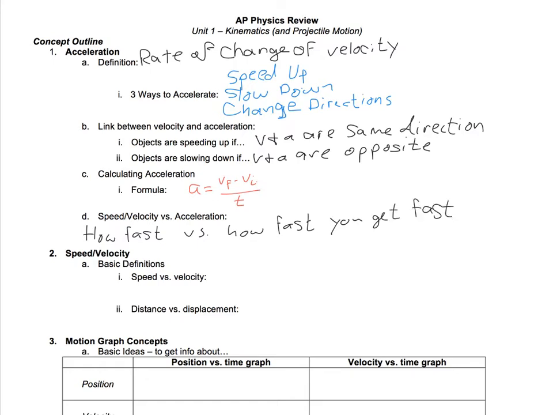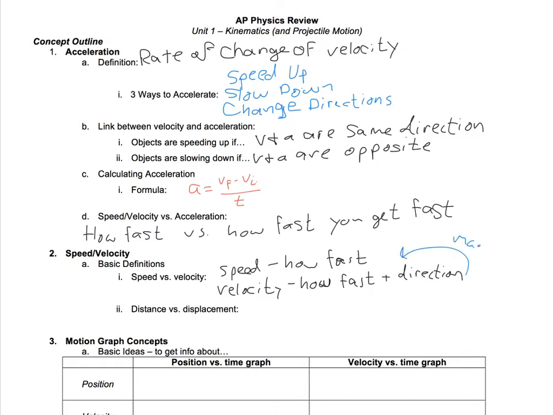All right, moving on to a few distinctions we need to talk about. Speed versus velocity. If you remember, technically speaking, speed is simply how fast you're going. The velocity, on the other hand, is going to be how fast plus the direction that you're going. Okay, so another way of saying this is that speed is simply the magnitude of our velocity.